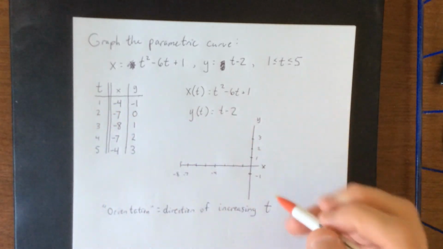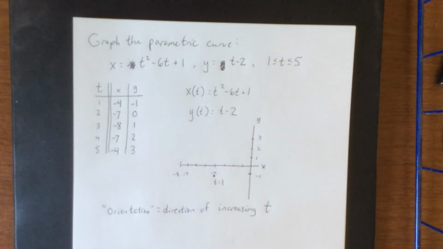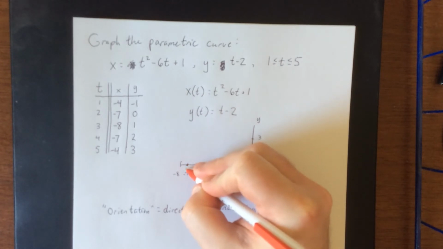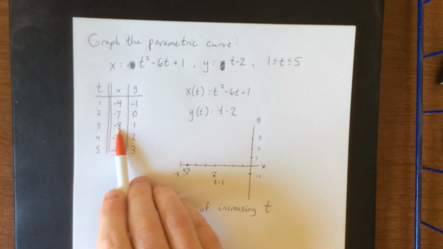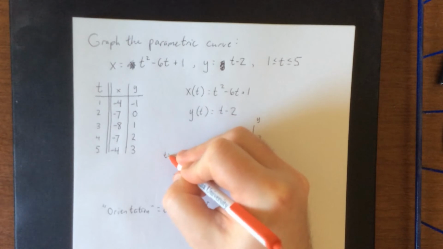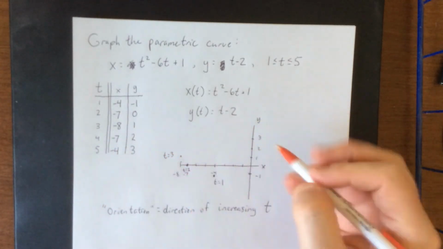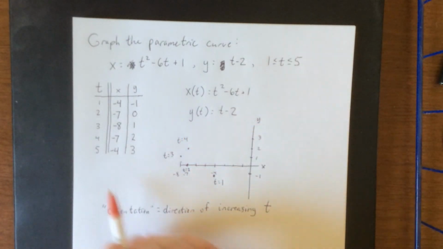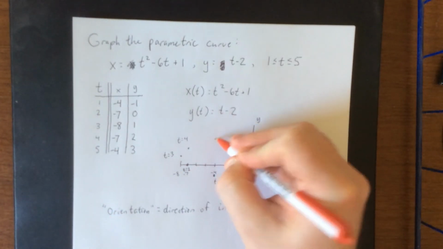So for t equals 1, we had negative 4, negative 1. That would be right here, and that's t equals 1. For t equals 2, we have negative 7, 0. That would be right here, associated with t equals 2. For t equals 3, we would have negative 8, comma 1. That'll put us right here. That's t equals 3. For t equals 4, we have negative 7, 2. Negative 7 and 2 will put us right here, t equals 4. And then for t equals 5, we have negative 4, 3, which would put us right up here, t equals 5.